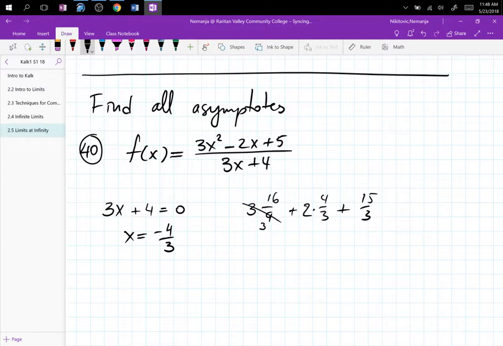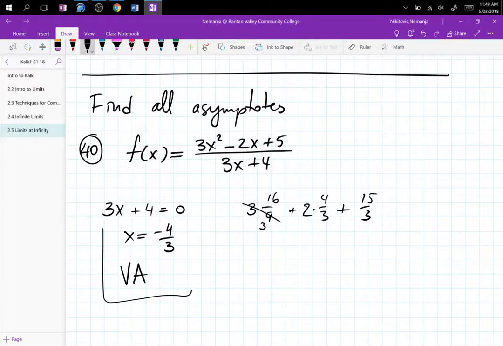This cancels to 3, so it doesn't cancel. As you can see, they're all positive. They all add. There is no way to go to 0. I don't even care what this adds to. It's not going to be 0. So yes, there is a vertical asymptote here, and this is the way to bypass doing the limit, right?